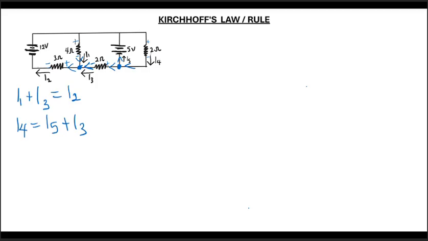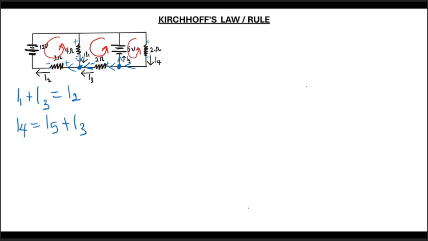We can now move to the last step, which is our voltage law, which talks about the loop. For this one, this is the first loop, and I can decide to go like this. For the second one also, I can decide to go like this, and for the third one also, I can decide to go counterclockwise for everything.